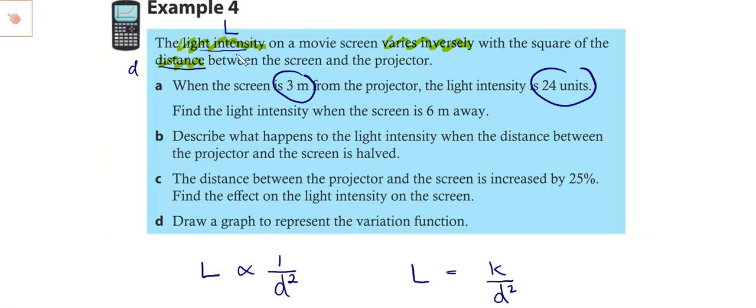Yes, Samantha? I'm a little bit sure. Are we doing square because it's new? No, it says here, with the square of the distance. It tells me in the question.